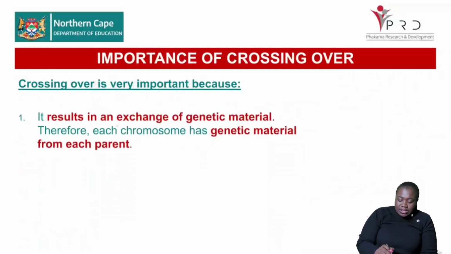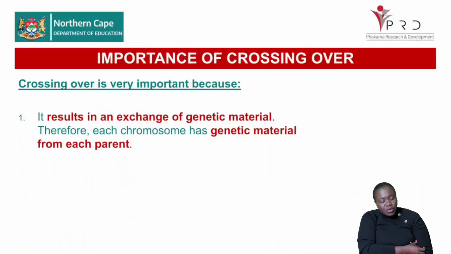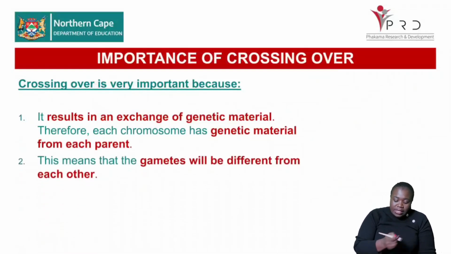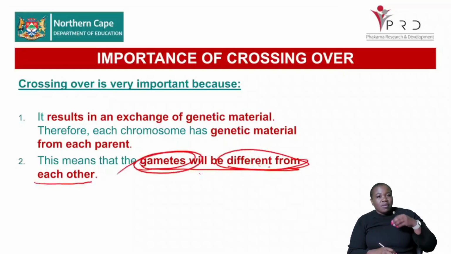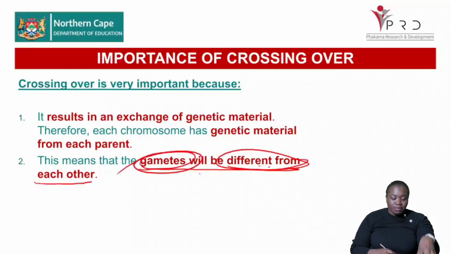So it results in the exchange of genetic material, which is what we just looked at, leading to cells that are genetically different from each other and from the parent. And this means that the gametes formed will be different from each other. Remember, when we are talking about the gametes, we're talking about the sperm cells and the ovum.